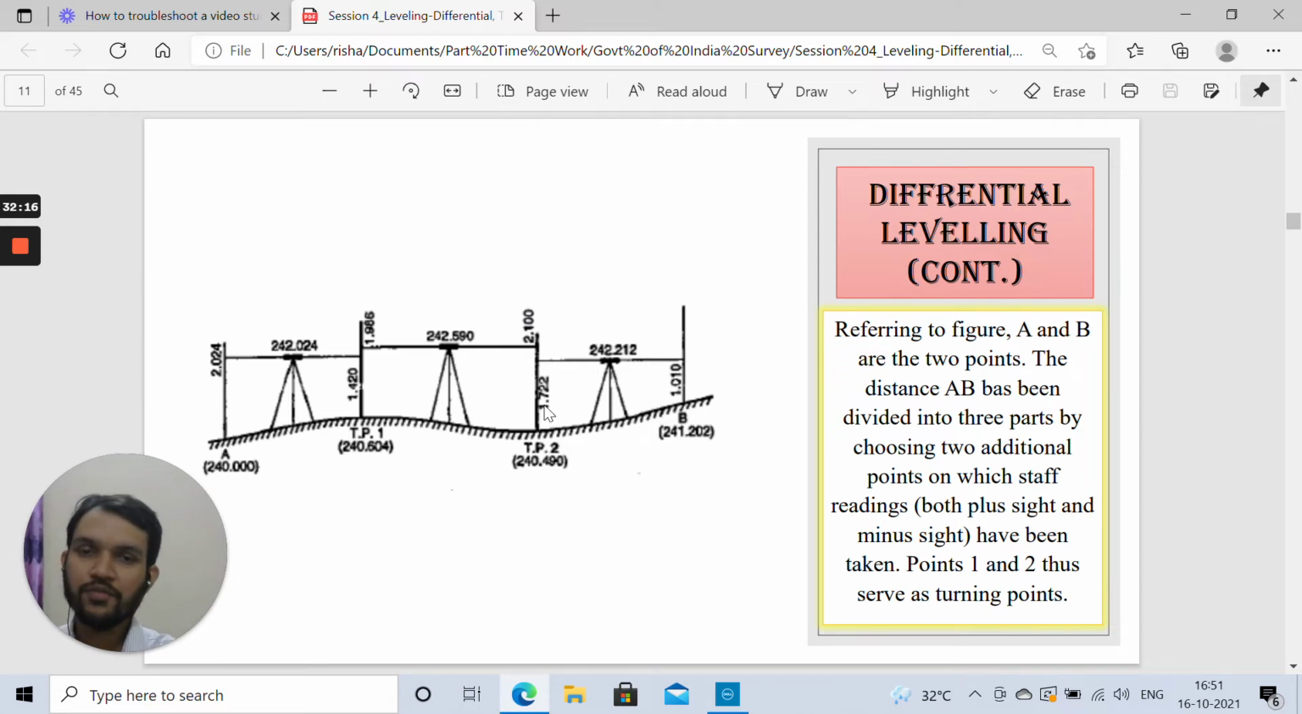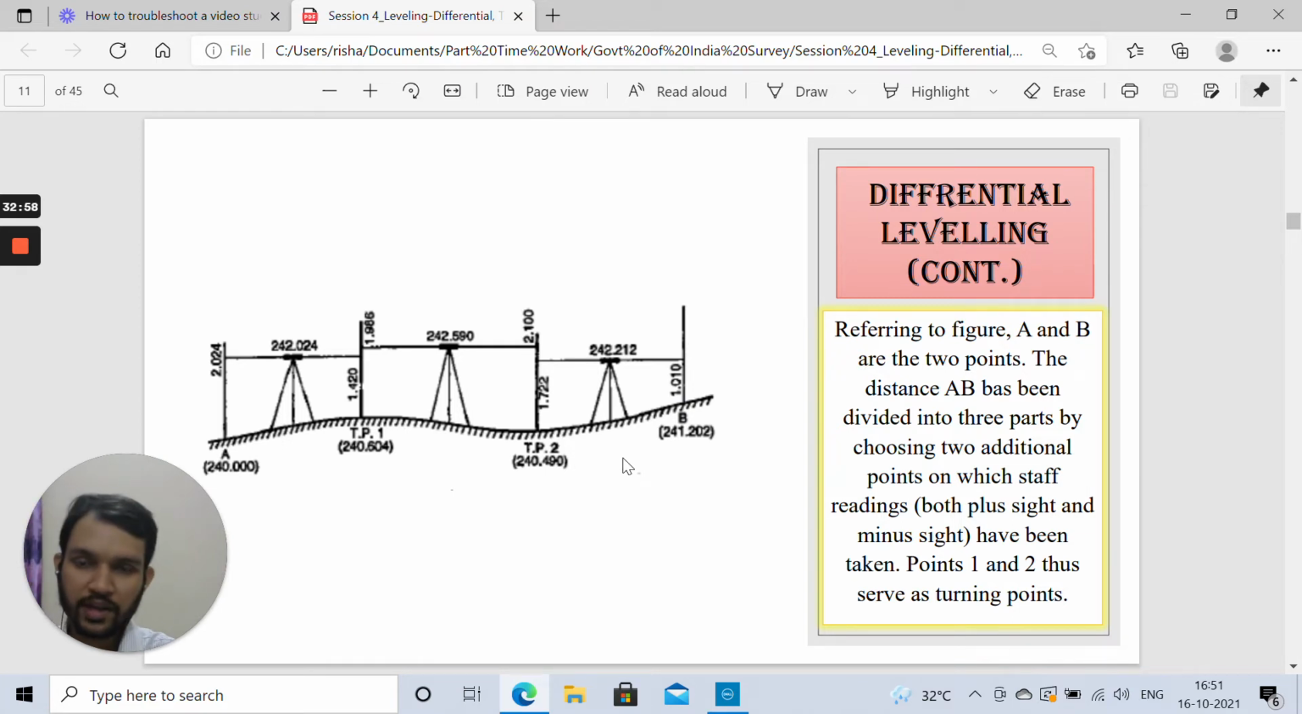Once again, if you can't sight the final point B, what you do is mount your instrument here and take the backside reading, which is 1.722. 240.490 was the ground surface elevation for turning point 2. You can just add this value to reach this level. From the ground surface, if you want to reach this level, you will have to add this reading, 1.722. When you add this, you get an elevation of 242.212, and finally when from this instrument you take the foresight reading to the next station B, this reading will be 1.010. 242.212 minus 1.010 will give you a value of 241.20.